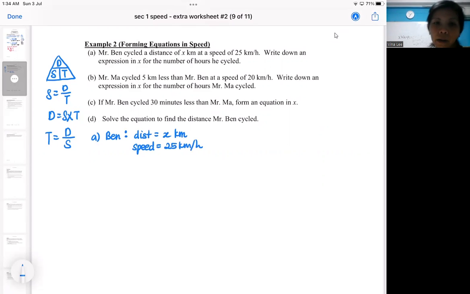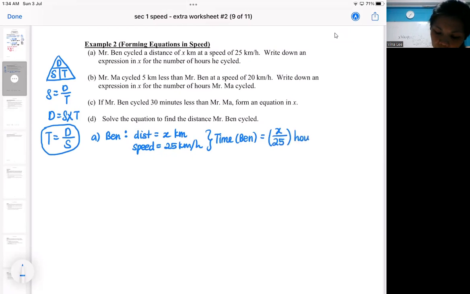So using this, it's quite easy that I can get the time taken by Mr. Ben. How many hours will he be cycling? So where is the formula? This will be the formula: distance over speed. Distance is X, speed is 25, so that will be in hours. Mr. Ben will spend X over 25 hours cycling.